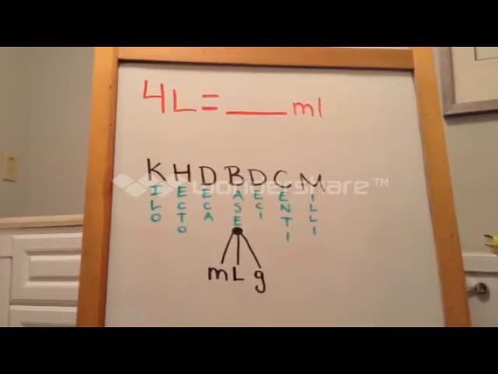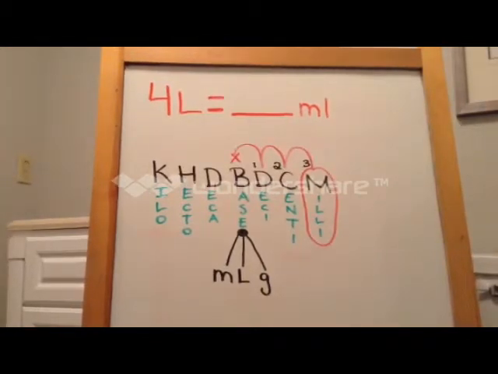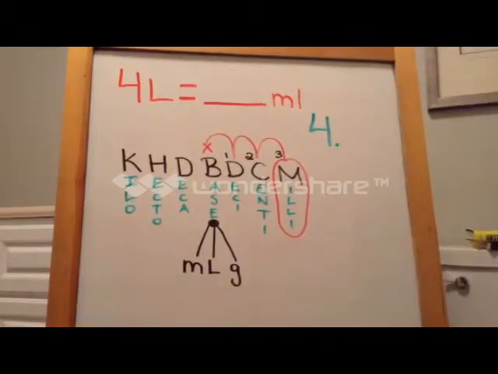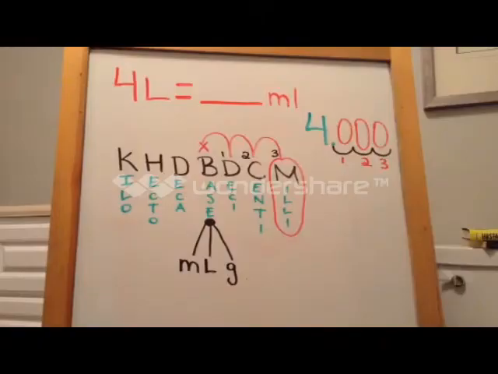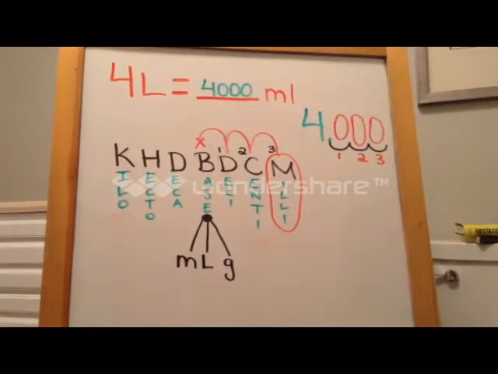So this is what you're going to do. You're going to hop over 1, 2, 3 steps to milli, which is what you want to find out, because 4 liters equals how many milliliters. What's probably going through your head right now is, okay, so you took 3 steps over, what do you do now? Well, you're going to take your whole number, which is 4, because you want to convert 4 liters. Then, you're going to move your decimal over 3 spaces, because that's how many steps you took. You're going to fill in your spaces with zeros, and then you have your answer. 4 liters equals 4,000 milliliters.